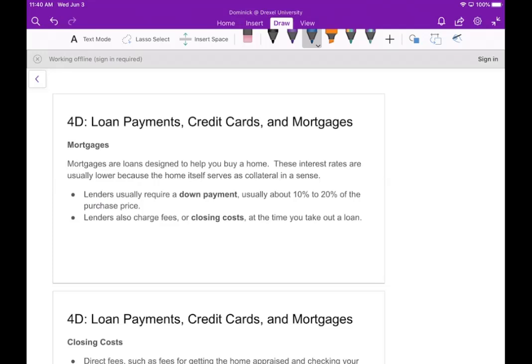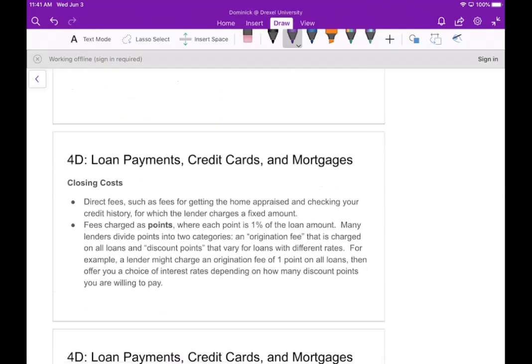Now, most lenders usually require a down payment when you have a mortgage. That's usually about 10 to 20% of the purchase price. And of course, another thing that happens when you arrange for a mortgage is that lenders will also charge fees that are usually called closing costs at the time that you take out the loan.